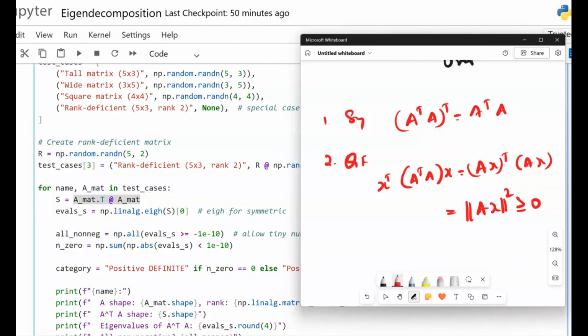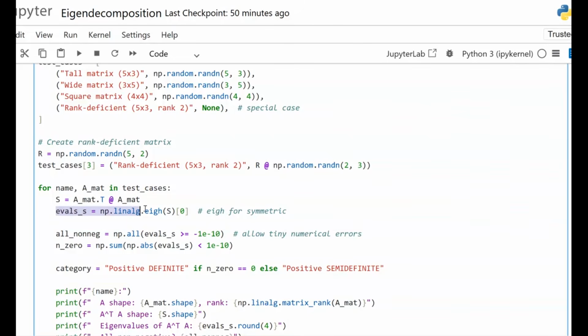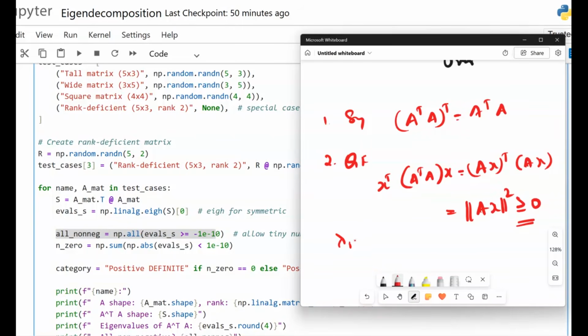So this immediately implies all eigenvalues are non-negative. And here exactly, kindly just observe, this is the eigenvalue computation, and here eigh is used because A transpose A is symmetric. So here it returns real sorted eigenvalues. And here we have the non-negative check that allows for small numerical error also. Yes, it confirms that lambda sub i is greater than or equal to 0.